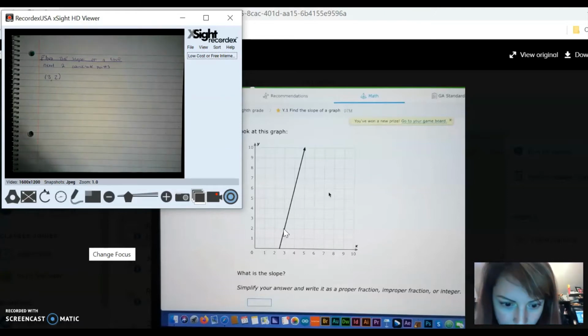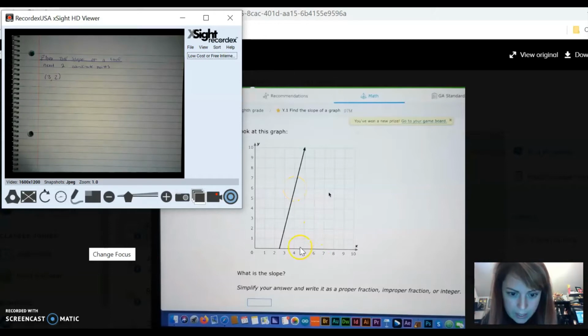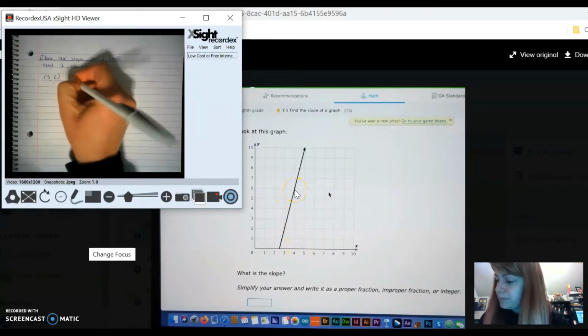Now I'm going to use my mouse to keep tracing till I find another point. I'm not on a grid line, not on a grid line, there I go. Right there I'm on another grid line. And that coordinate point is 4, 6. Here's my other coordinate point.